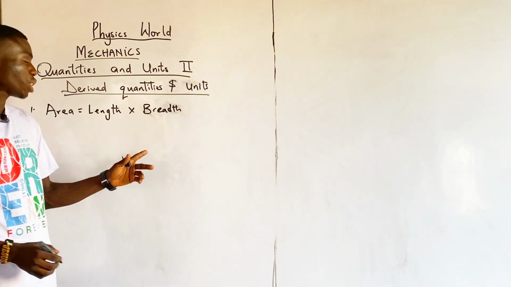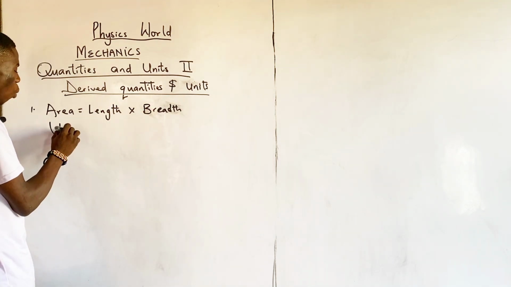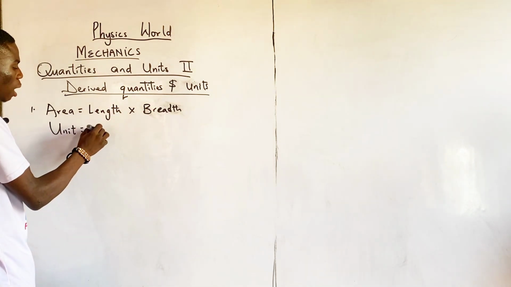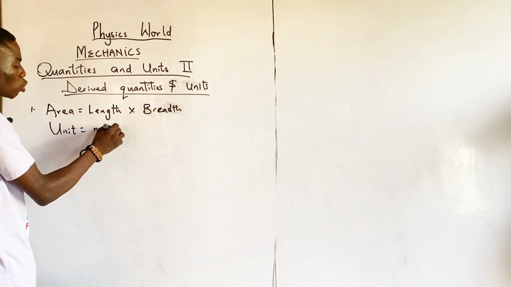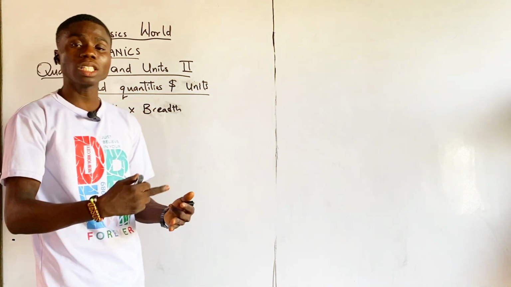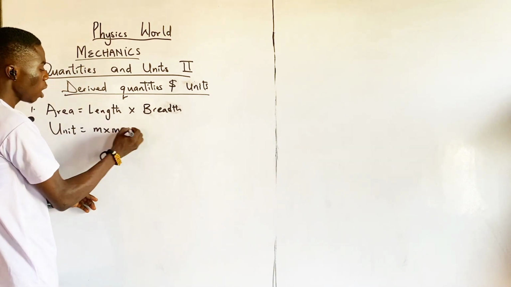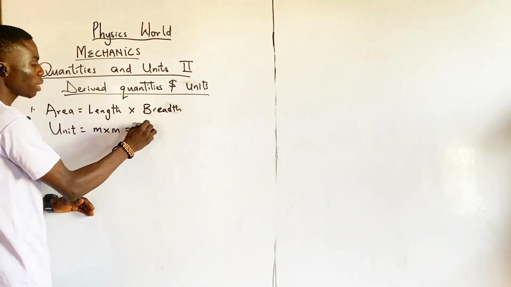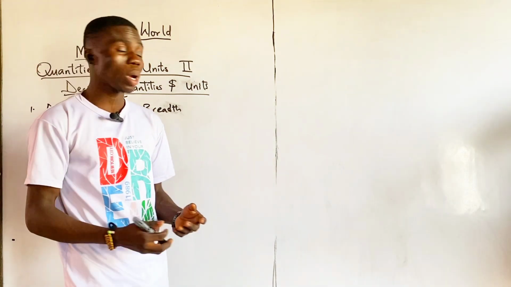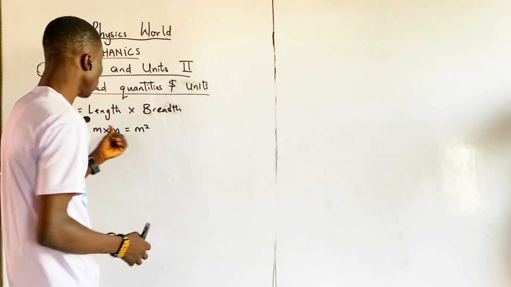Now if you want to check the unit for this, what is the unit of length? It is meter. What is the unit of breadth also? It is meter. Remember what I told you? Length, breadth, width, or many things like that, they share meter. So the unit of area is what? Meter squared. So we always use meter squared for area.